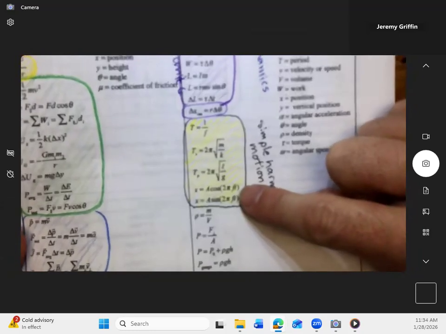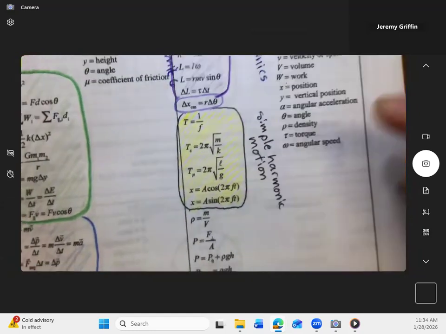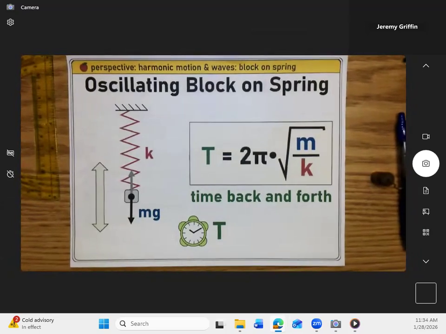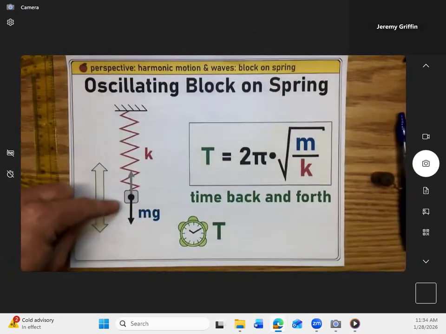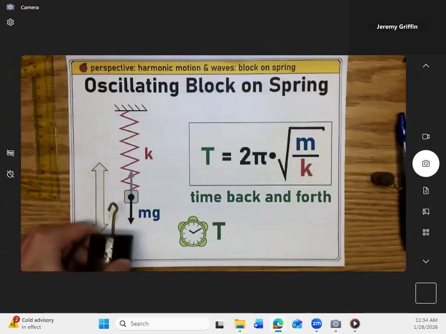And then I'm trying to build up to these sine and cosine curves, which you just saw the tail end of in class yesterday, and then the bell rang. Right, but let's put a block on a spring and let it oscillate.